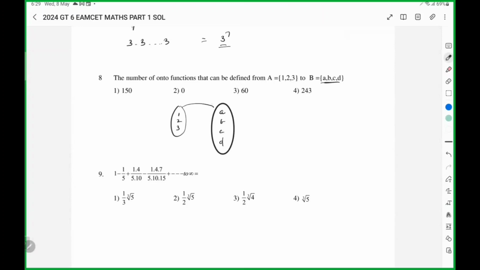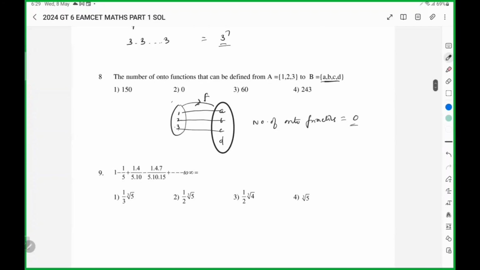So onto function means every element must have a pre-image. So if D maps to 3, it can't be a function at all. So the number of onto functions is 0. If B dominates A, onto functions are not possible.